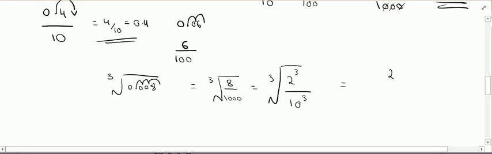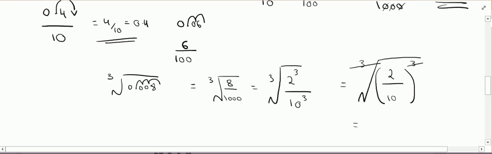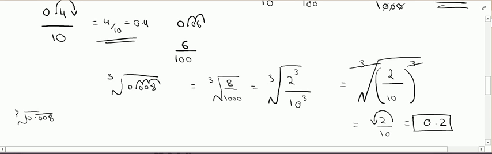I can then write it as 2 over 10 whole cubed, inside a cube root, and this cube root and this 3 can cancel each other, so it will be 2 over 10. If we write it in terms of decimal, we move the decimal 1 place to the left, which will be 0.2. So the cube root of 0.008 is basically equivalent to 0.2.